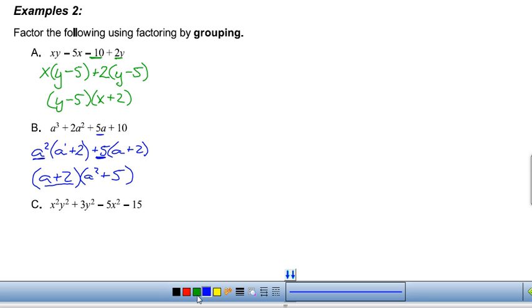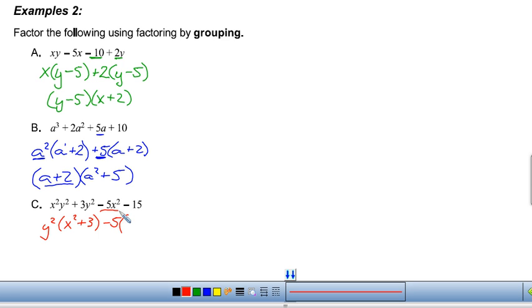Okay, enough talking. We'll go on to the next problem. What can I divide out of the first pair? Y to the second. And when I divide a y to the second out, I'm left with x squared plus 3. Now I look at the next pair. I'm wanting to get x squared plus 3. Which one would I get x squared out of? Well, obviously this one. What would I have to divide by to get x squared? A negative 5.